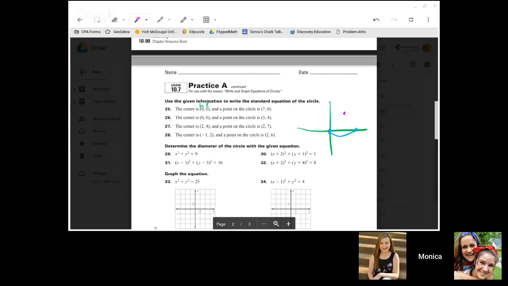So it's x2 minus x1 plus y2 minus y1, sorry, both of those squared, and then the square root. So you'll have to do the distance formula for 26 and 28. 27, if you kind of picture it, you can count for that one as well.